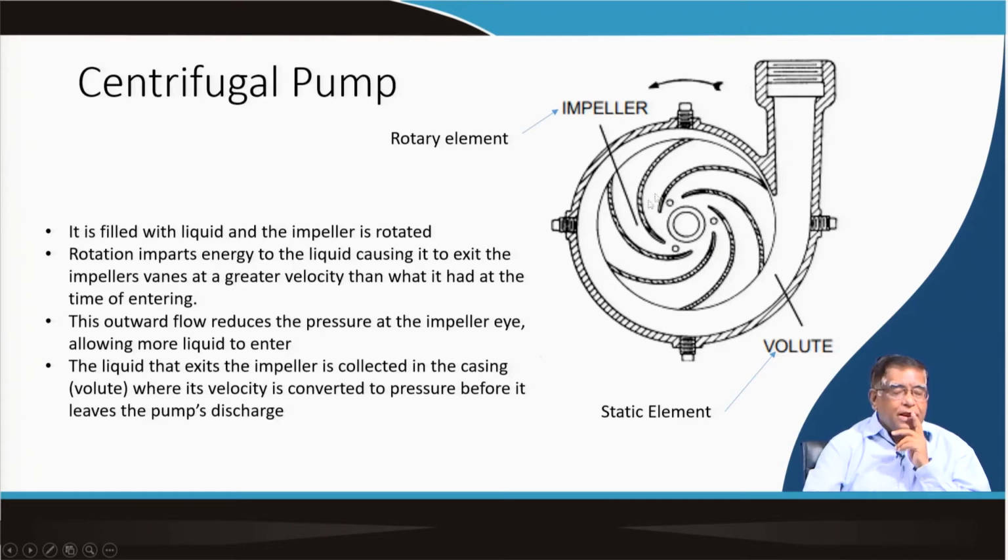Now, in a centrifugal pump you have this impeller and a shaft. This shaft is supported on bearings and is driven by a motor, either through a gearbox or directly, or it can be through a chain drive, a belt drive, or a gear related to your main drive.